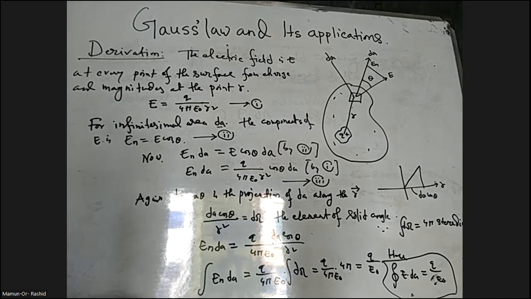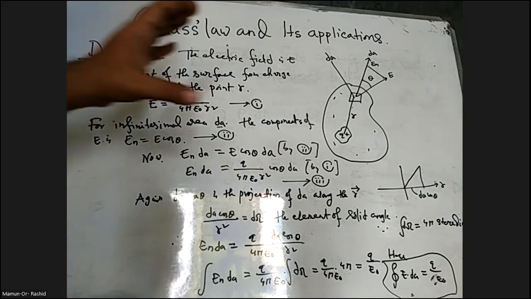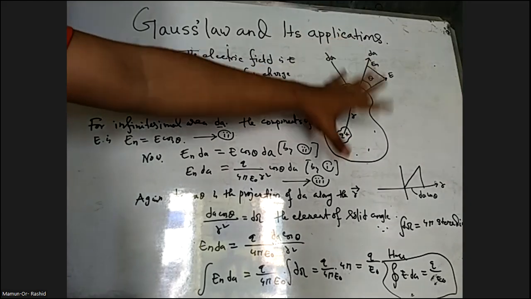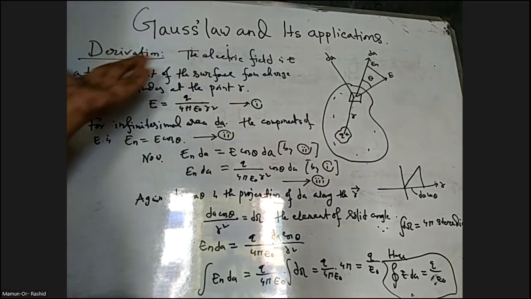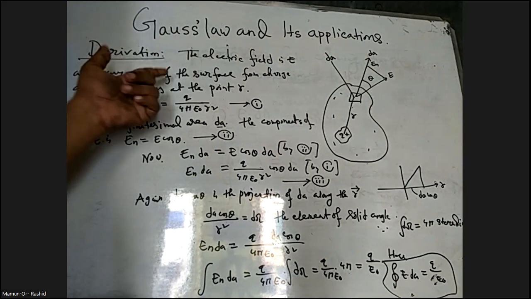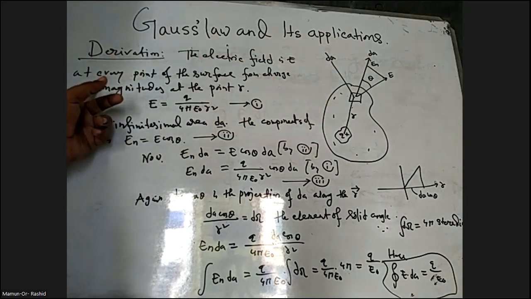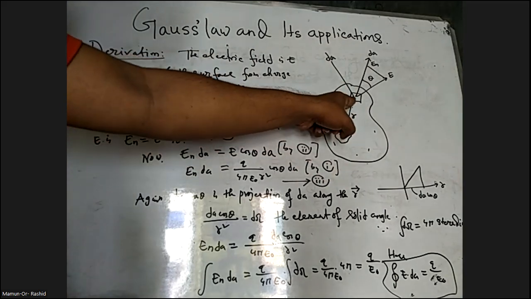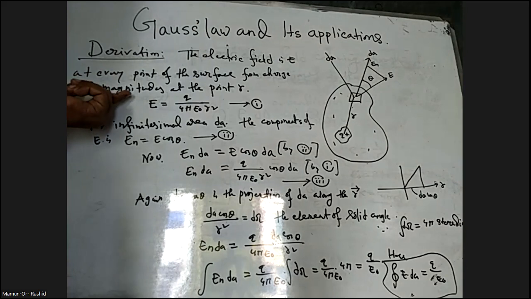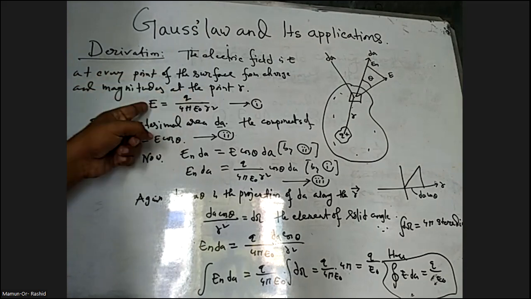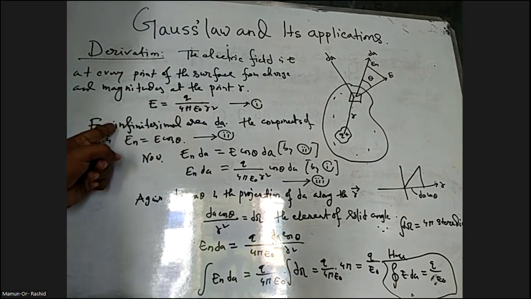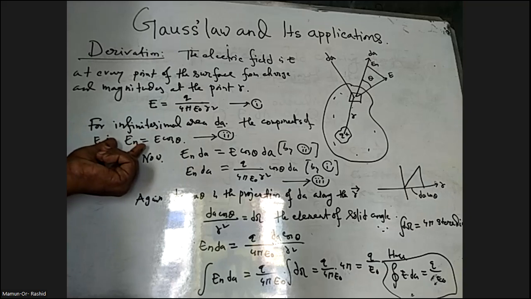So this is the derivation of Gauss law for an infinitesimal area dA and for the whole surface. This is the Gaussian surface. The electric field will be E at every point of the surface from the charge q plus, and we selected a small area dA, whose electric field at the point r will be this. By Coulomb's law we got this one. So for infinitesimal area dA we get the vector field.